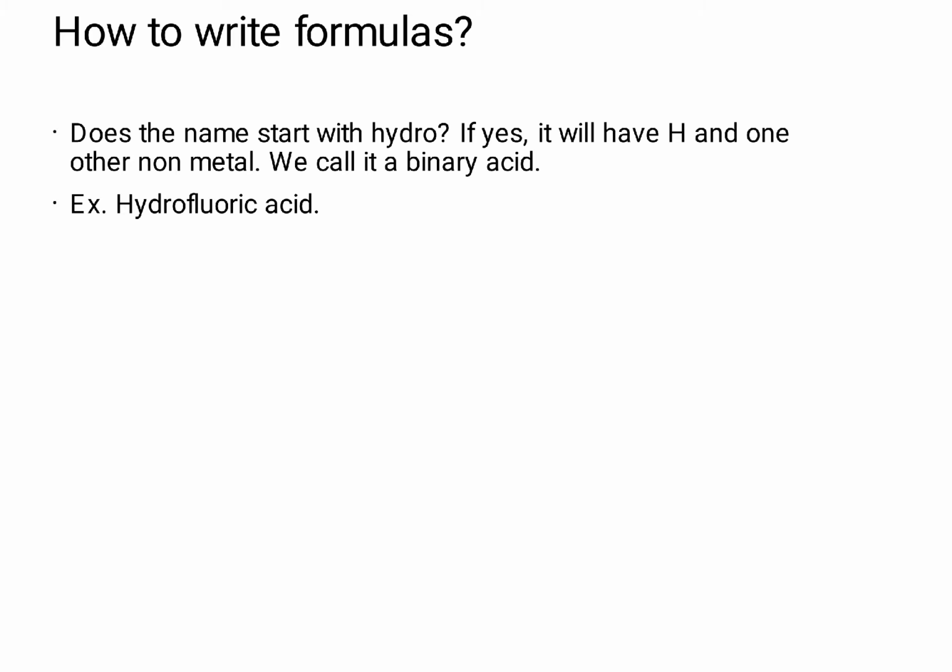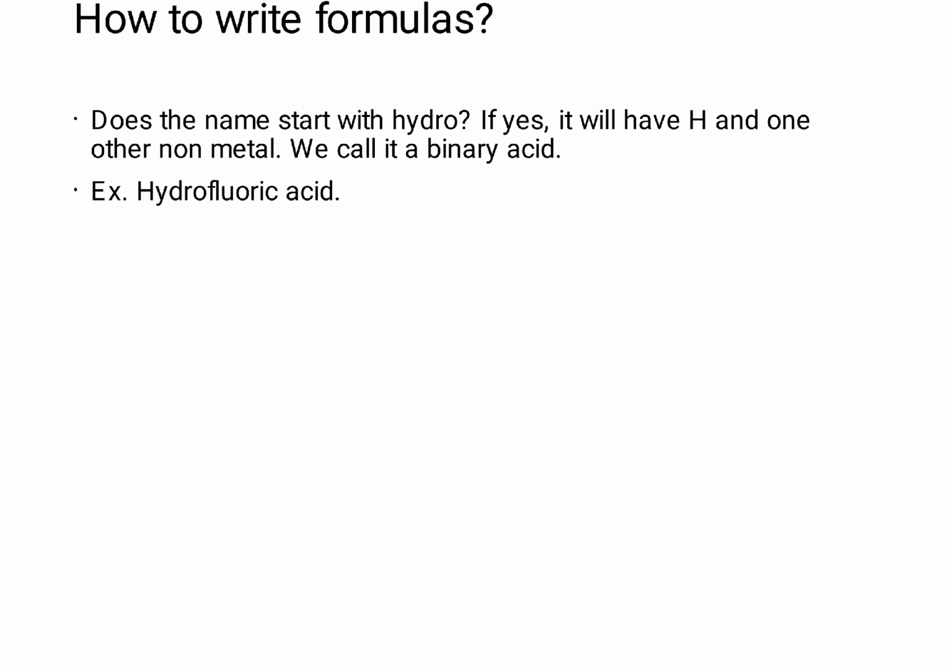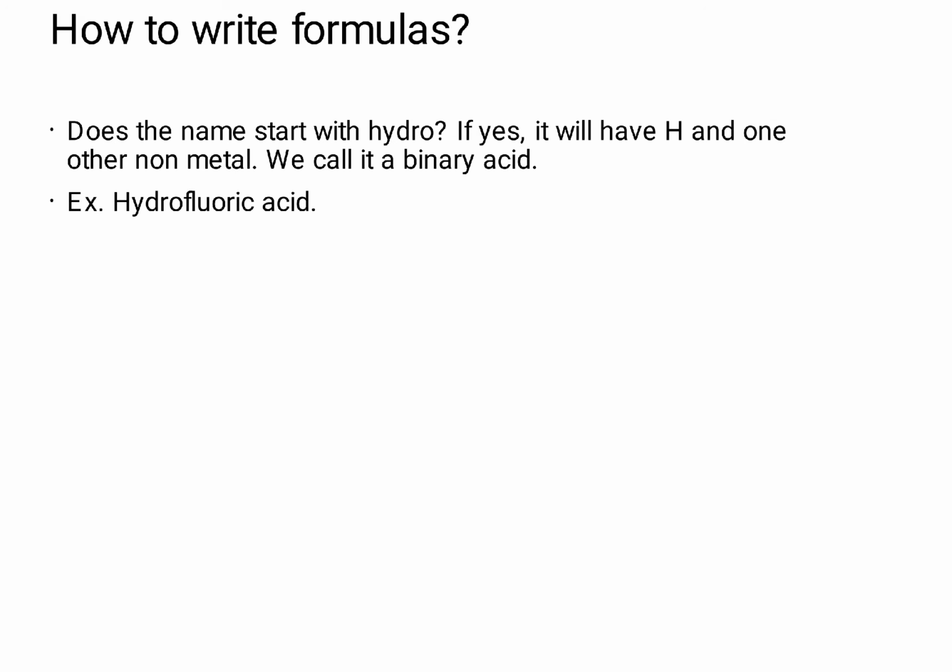Alright, so in this next section, we're going to learn how to write formulas. So obviously you have the name of the acid, and you have to figure out how to write its formula. So for example, I gave you hydrofluoric acid. Now, here's some of the things you need to check. Does the name start with hydro? Okay, this is the first thing you look for. Now, if your answer is yes, then it will have H and one other nonmetal, which is where the word binary comes from. Binary means 2.